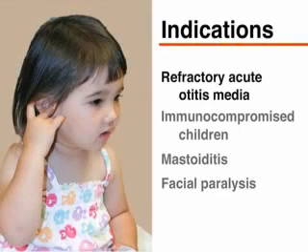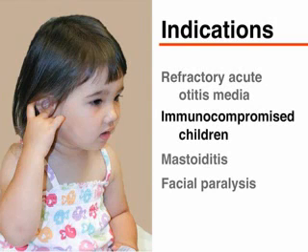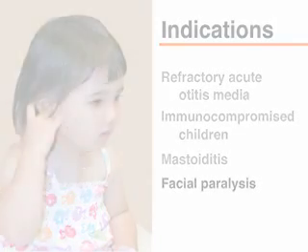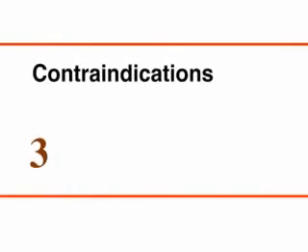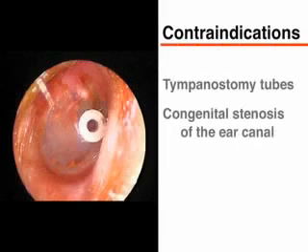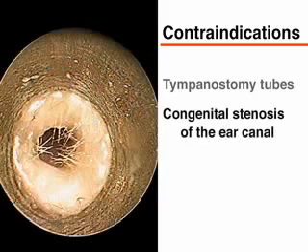Tympanocentesis is recommended in children with refractory acute otitis media, in immunocompromised children with otitis media, and in children with suppurative complications of acute otitis media, such as mastoiditis or facial paralysis. Tympanocentesis is contraindicated in children with tympanostomy tubes and in children with congenital stenosis of the ear canal.